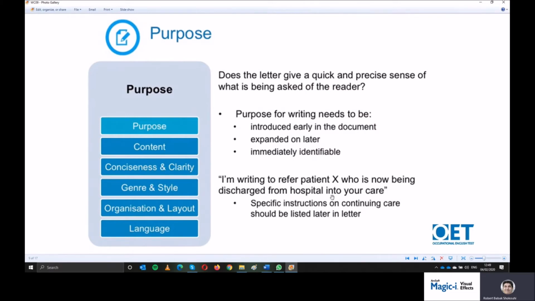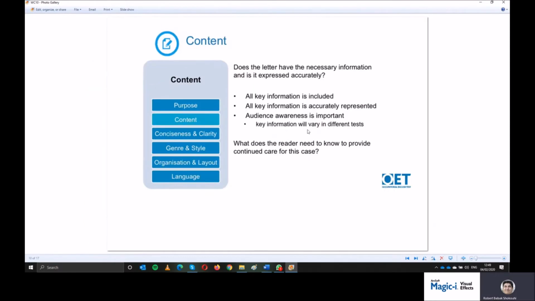Any problem here? Immediately identifiable doesn't make sense for me. Immediately identifiable means that the first thing you look at the letter, immediately you know this is the purpose. Oh yes, okay. Thank you.